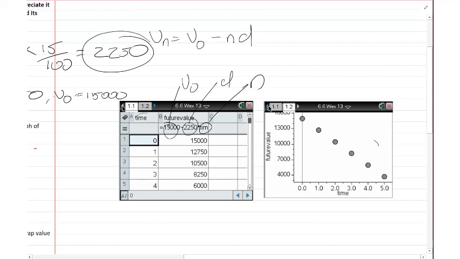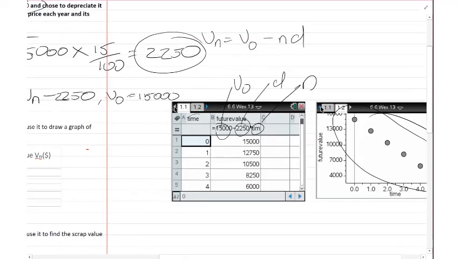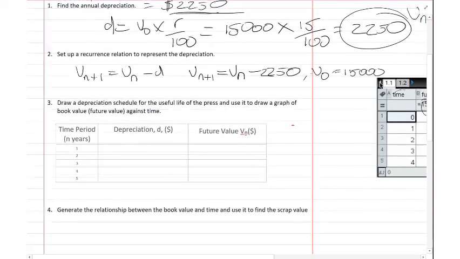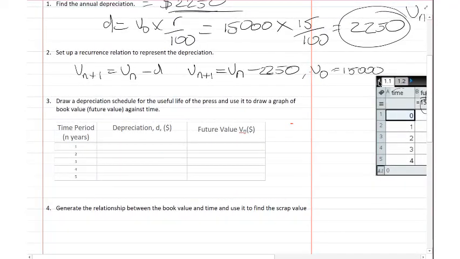Then you plot that, and you should know how to plot that as well now. And that would be your plot. So you draw that up. So in this case, you've done that part of that question. So we're going to the last part.